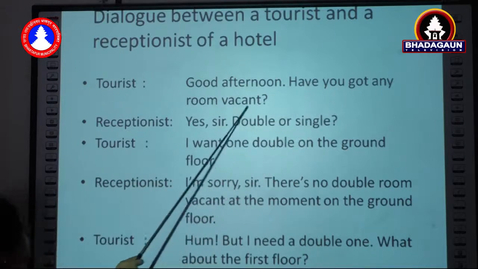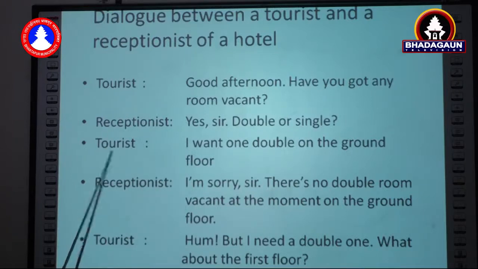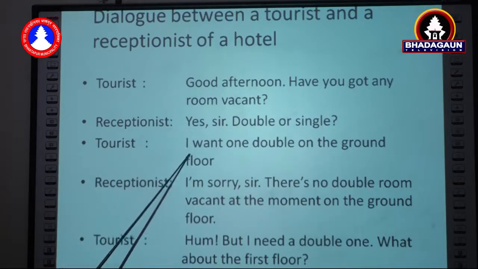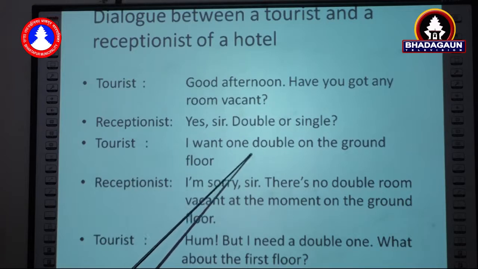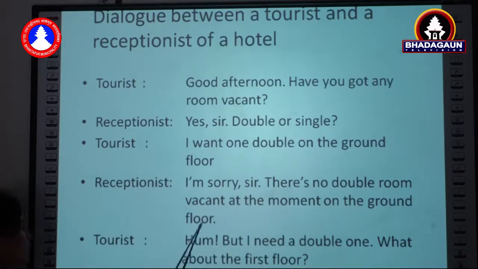Have you got any room vacant? Yes sir, double or single? Tourist says, same line, I want one double on the ground floor. And the receptionist doesn't have any room on the ground floor, so instead of saying no, we don't have any room vacant, she says, I'm sorry sir, there is no double room vacant at the moment on the ground floor. So this sounds very formal and polite.